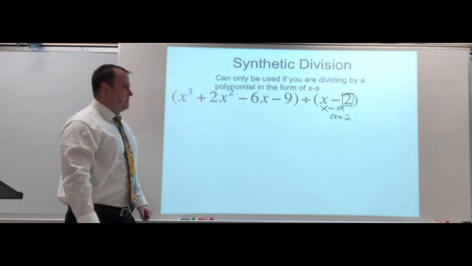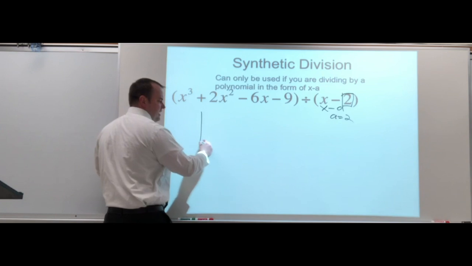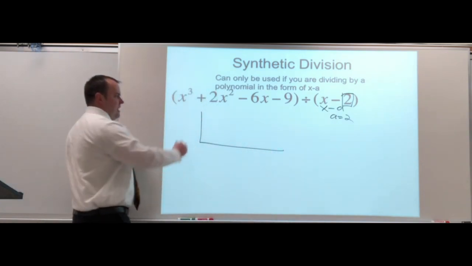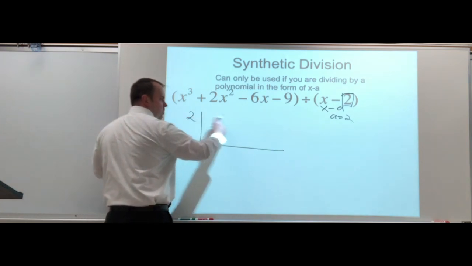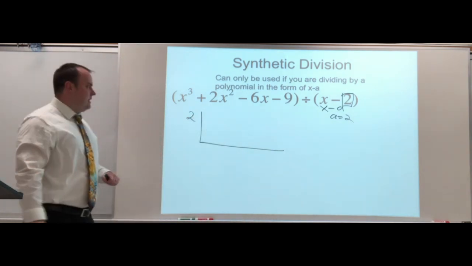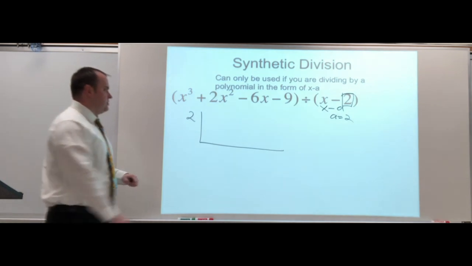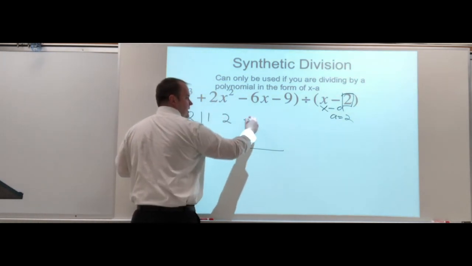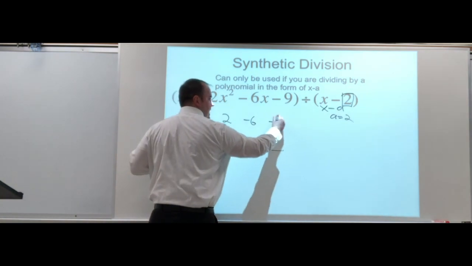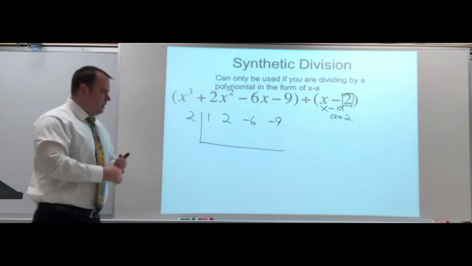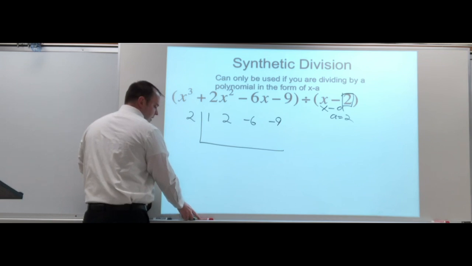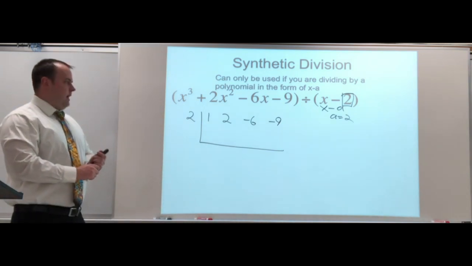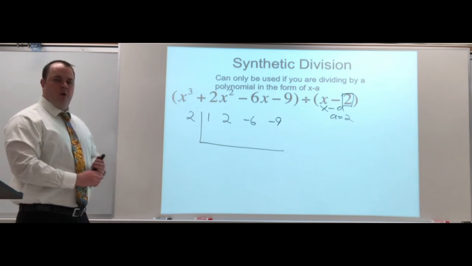Now the way we're going to set up this synthetic division, it's almost like an upside down long division bar, and we're going to put our a on the outside. Across the top here, I'm just going to list all of our coefficients. Starting here, we have 1, 2, negative 6, negative 9. Now the bottom down here, this is where our new polynomial is going to show up.